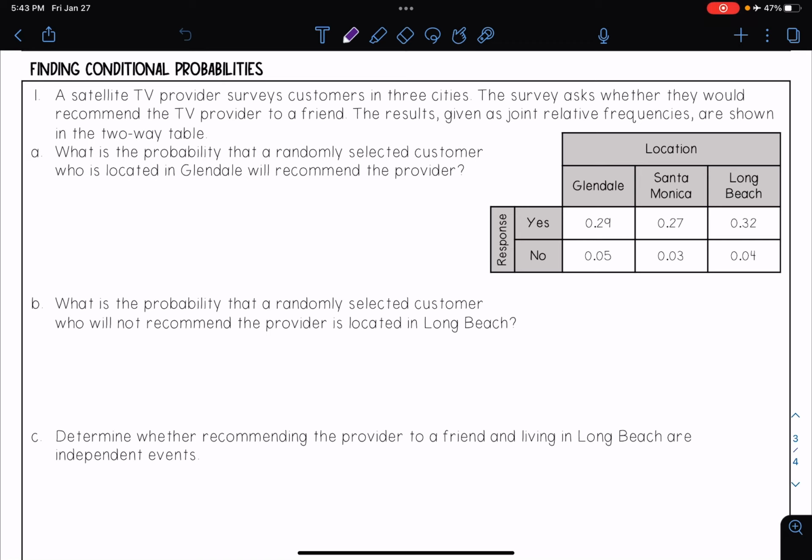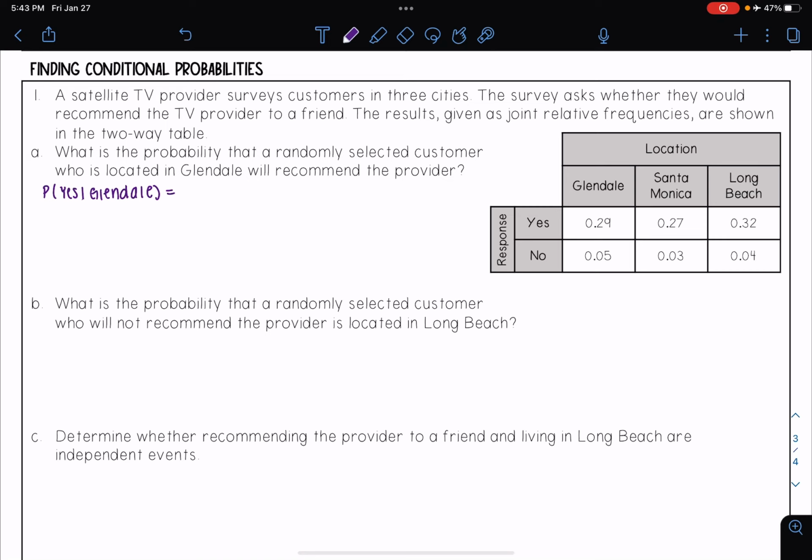First we want to find the probability that a randomly selected customer who is located in Glendale will recommend the provider. First we need to understand what it's asking us. We're looking at selecting a random customer that is located in Glendale. We're given that the customer is in Glendale, and we want to find the probability that they would recommend the provider. In other words, this is asking us to find the probability of yes, given they live in Glendale.